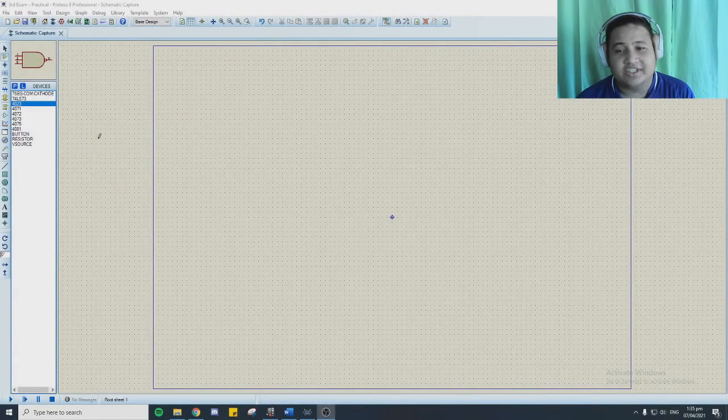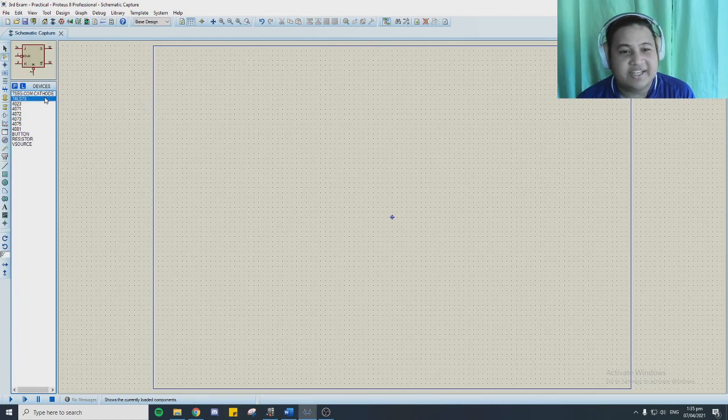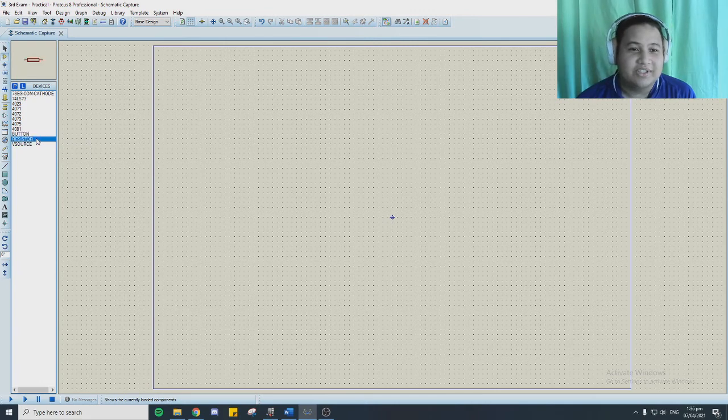So for this circuit, you will be needing the following ICs. The 7 segment, for me, common cathode, 74LS73 or JK flip-flop IC, 3 input NAND gate, 2 input OR gate, 4 input OR gate, 3 input AND gate, 3 input OR gate, 2 input AND gate, push button, resistor, and voltage source. So let us now create our circuit.